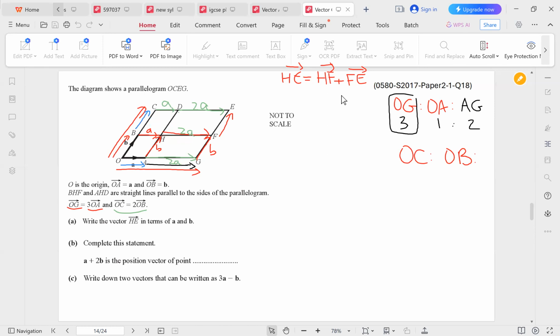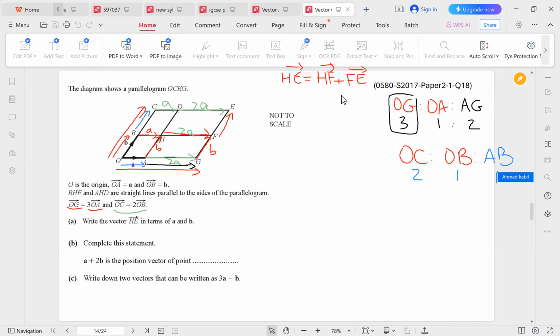And the ratio between OC and OB is 2 to 1, because OC is double OB. So this is 2 and this is 1. And AB is the remaining part. So it's not the total, so we subtract instead of adding. And this would be 1 as well.